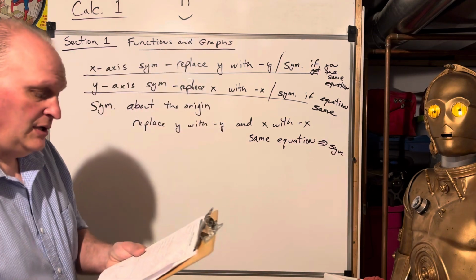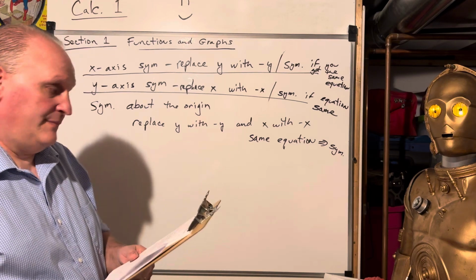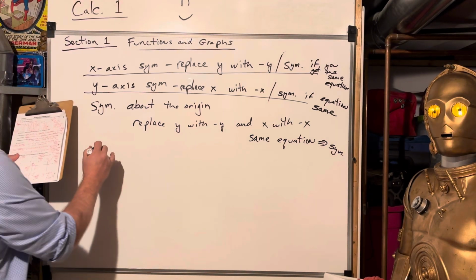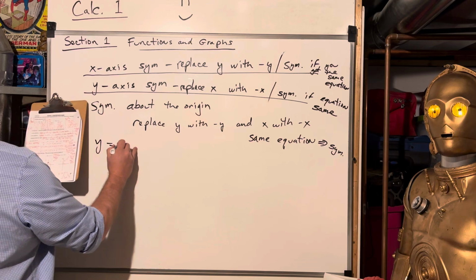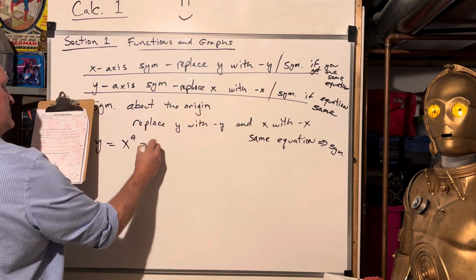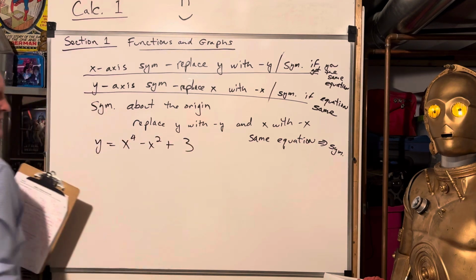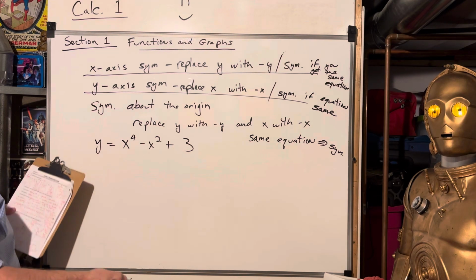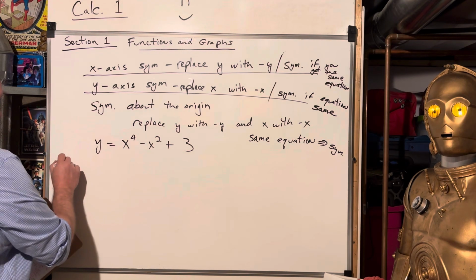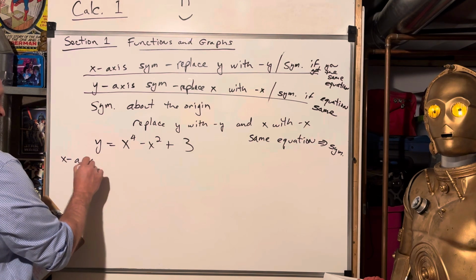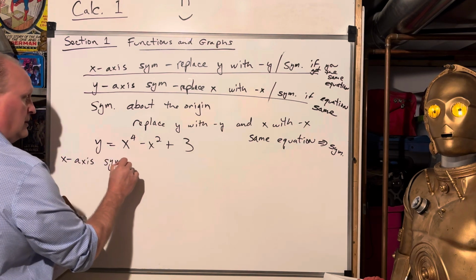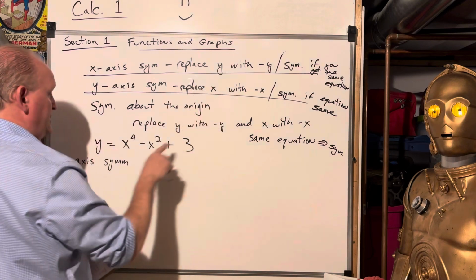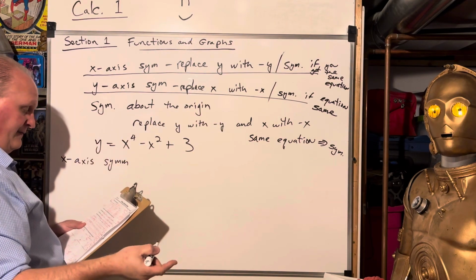All right. So what would that look like if we ran a test on this one? If we have y equals x to the fourth minus x squared plus 3, and we want to check to see algebraically if these are symmetric. So for x-axis symmetry, what we do is we replace the y with a negative y.